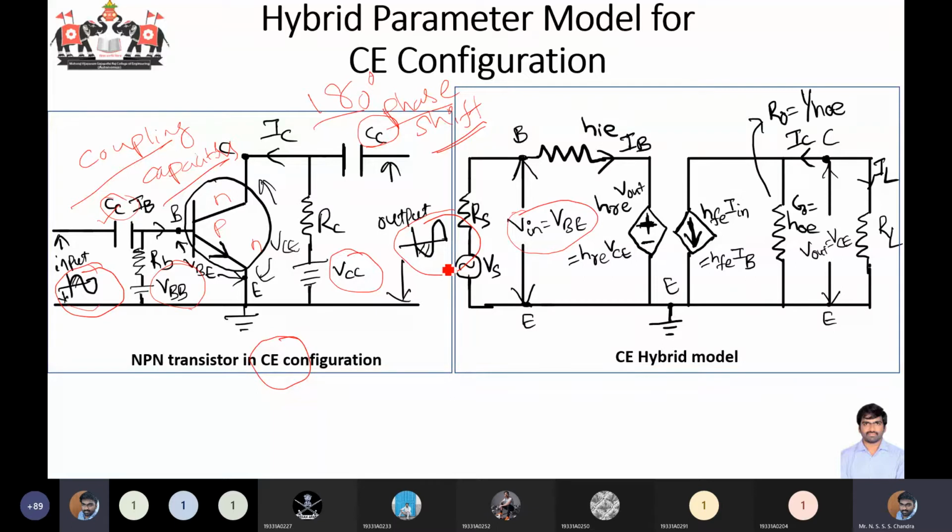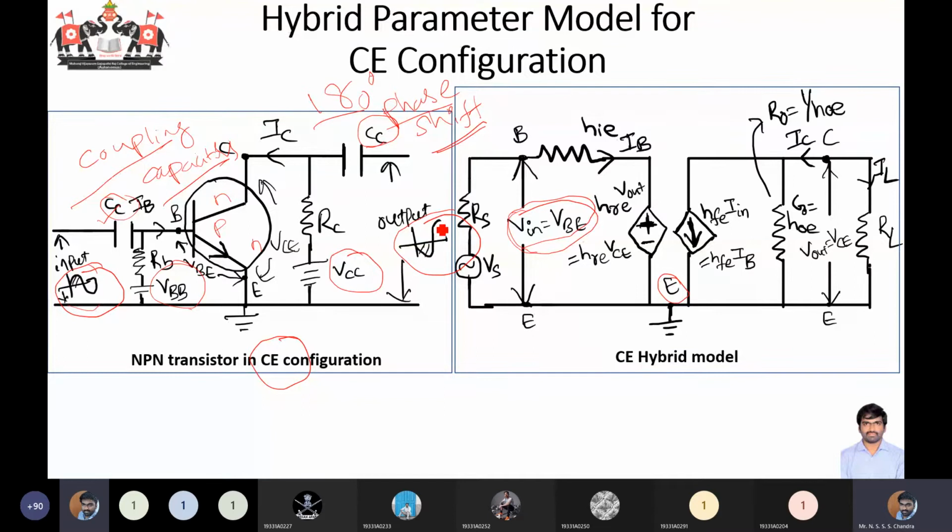So for a common emitter configuration, this is your emitter, and at the input terminal you have your base. So input voltage will be the voltage between your base and emitter, so input voltage will be your VBE. Okay, and then I have written the HIE, and I have written the dependent voltage source HRE into V2. V2 is nothing but your output voltage.